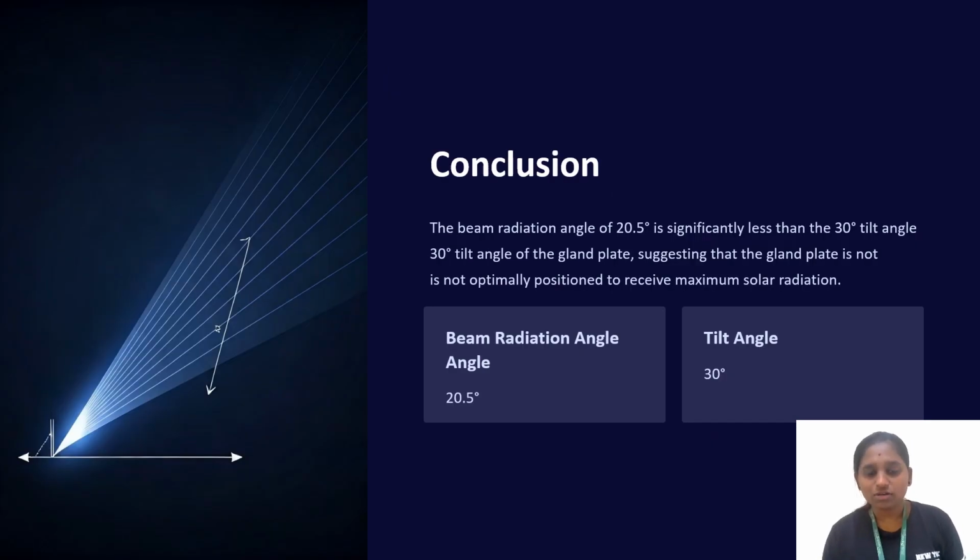Conclusion. The problem's conclusion is that the beam radiation angle we calculated, 20.5 degrees, is less than 30 degrees, which is the tilt angle of the flat plate, suggesting that the flat plate is not optimally positioned to receive the maximum solar radiation. The beam radiation angle is 20.5 degrees. We have calculated this; this is the answer. This is the solution for the problem statement, and the tilt angle of 30 degrees is given by the problem statement only.